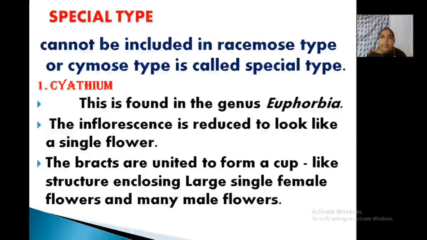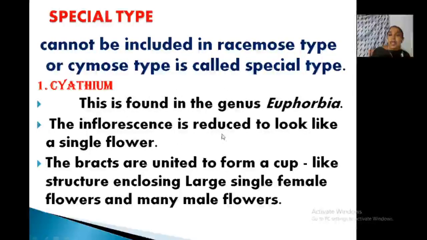Then special type. What is special type? Not included in cymose, not included in racemose, not a mixed type, but it's a special category. Clear? There are mainly three types of special inflorescence. What are they? Cyathium, first one. That is found in the genus Euphorbia. You have to study the family Euphorbiaceae. So in that, there is the inflorescence cyathium. That family is characterized by cyathium.